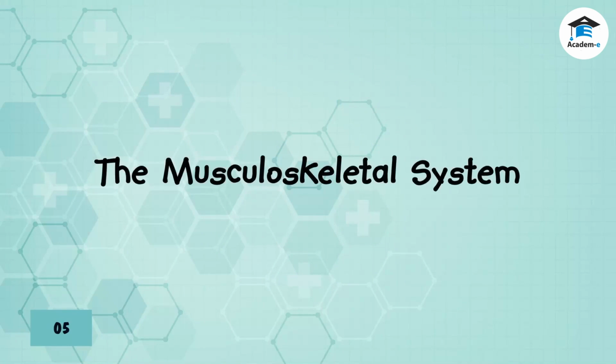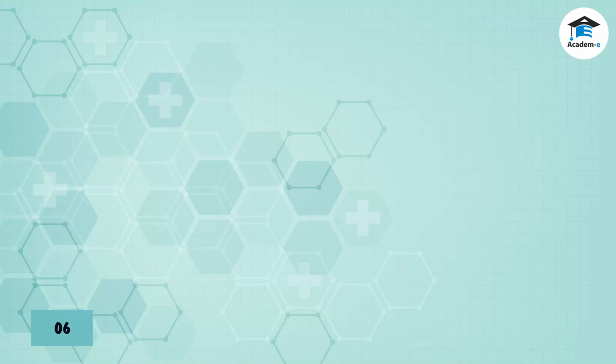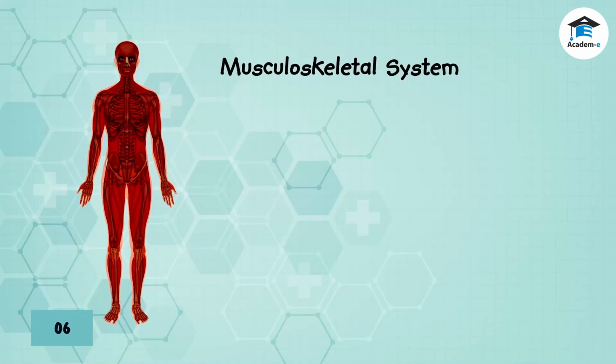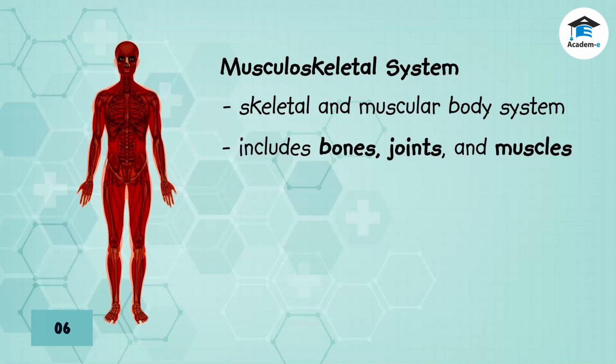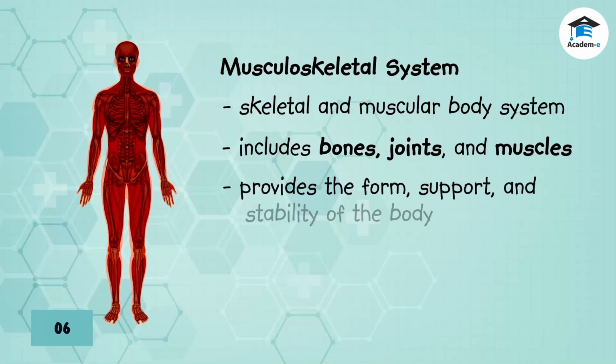The musculoskeletal system. The musculoskeletal system combines the skeletal and muscular body system. It includes the bones, joints, and muscles. This body system provides the form, support, and stability of the body, and allows the body to move.